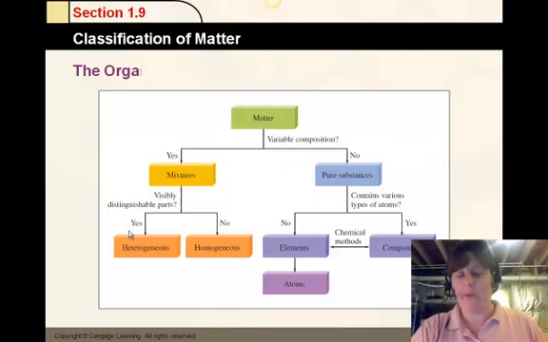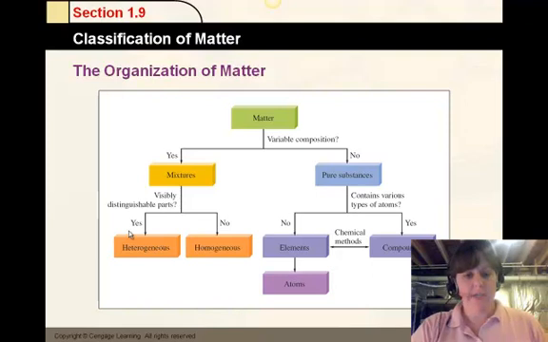Here's a nice little diagram, an organizational map of matter. A little bit different than we studied in intro, but this is perfectly fine. Matter, if there's variable composition, is either a mixture or a pure substance, and you can see where elements, atoms and compounds come in there. And then heterogeneous and homogeneous. This is a pretty helpful little picture.